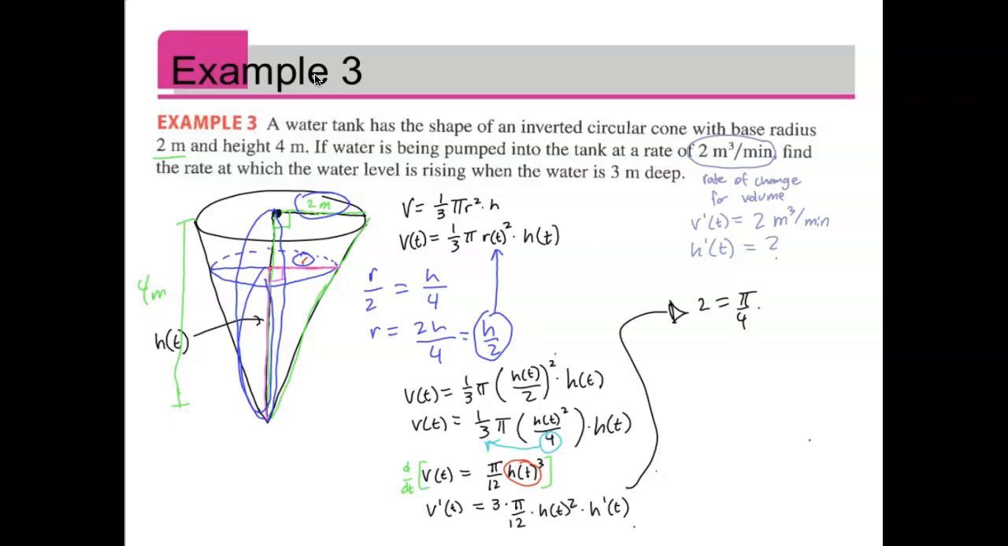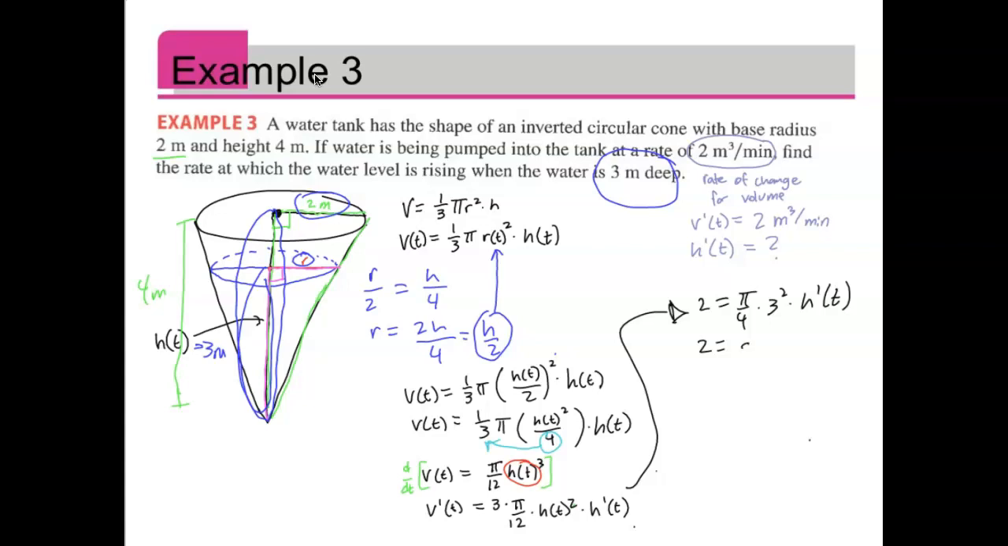Good, Maisie. Yeah, I agree. That's what this information is. They want to know when the water is 3 meters deep. So that's when the height is 3 meters, rather. Not feet. So times 3 squared times h prime. And now our goal is just to solve for h prime.